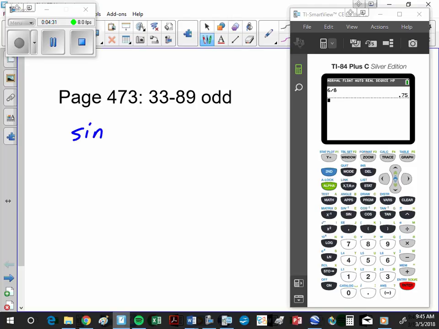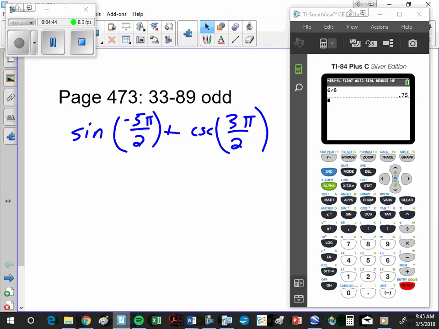The sine of negative 5 pi over 2 plus the cosecant of 3 pi over 2. Let's look at this first angle. Where does that first angle land? So we're going to rotate backwards. How far is it to here? That's negative 1/2.